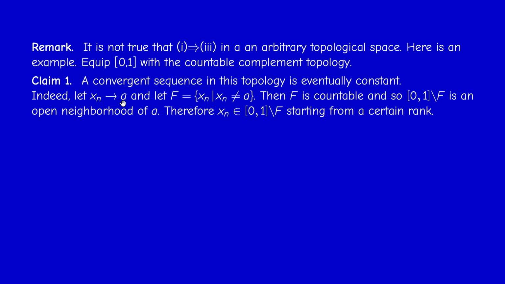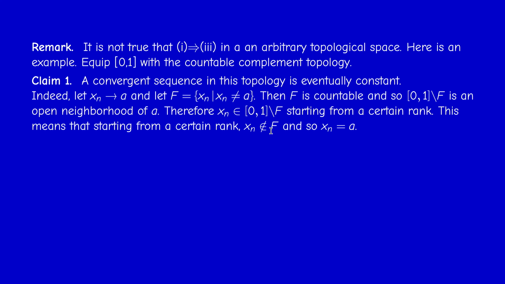Okay, so since xn converges to A, then from a certain rank, xn will belong to this neighborhood. Now, what does it mean that xn does not belong to F? It means that xn is not distinct from A. So xn is equal to A. So from a certain rank, xn is precisely equal to its limit. Okay? Now, once again, this does not happen in the usual topology. This is a particular mode of convergence. It's very restrictive. Okay? So this proves the claim: a convergent sequence in this weird topology is eventually constant.